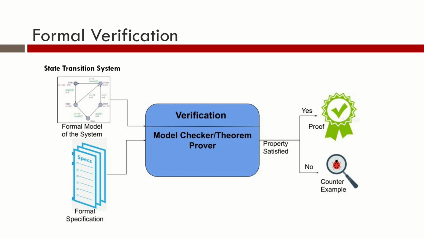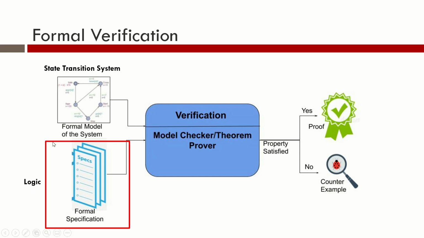Now, coming to this formal specification, to represent the properties formally, or to write a formal specification, we need a logic. So this is where our course actually applies. The logic that we learn from this course, we apply it to write formal specifications, which are the properties that your system should satisfy. The logic that we use for writing formal specifications is temporal logic. Temporal logic we will be discussing in the 5th module.